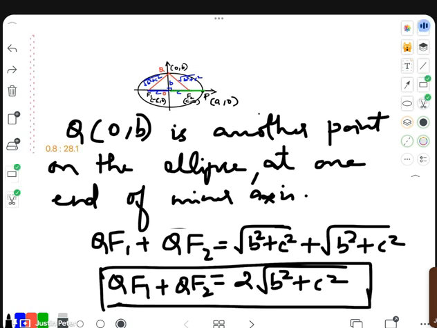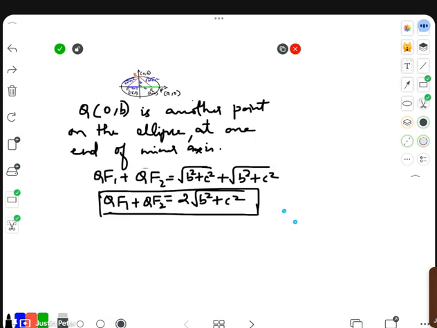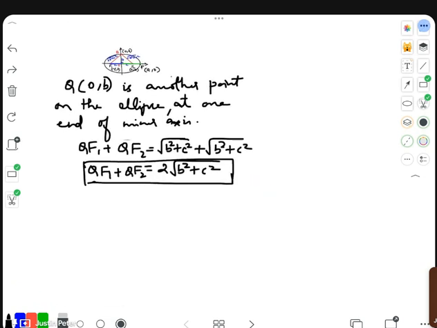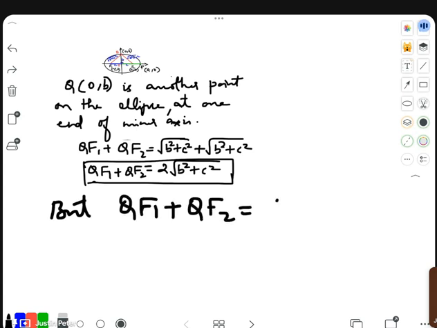Yes, but uncle, what is it equal to? This should be equal to what now, according to the definition of an ellipse? Exactly, 2A. Do you guys understand this part? Both are constant. Then only it will become an ellipse, isn't it?